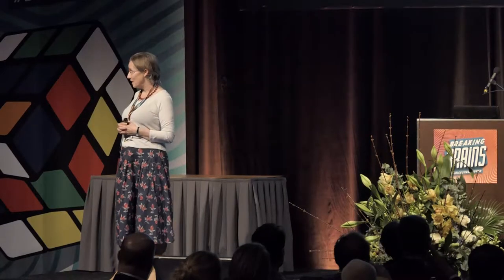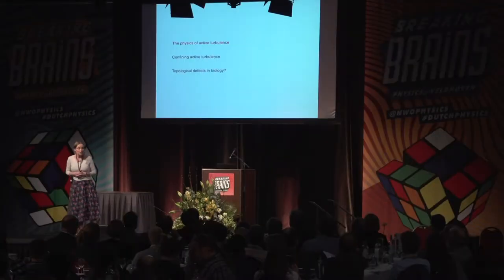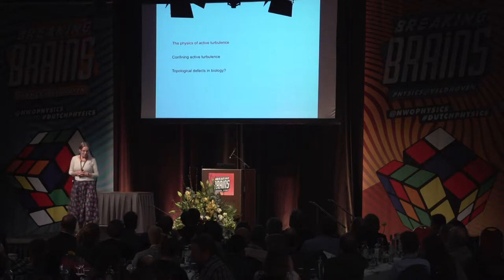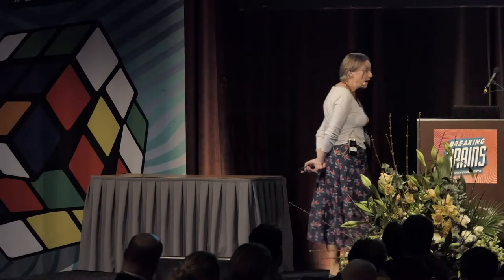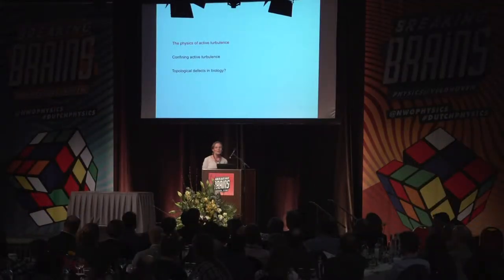So now I'm going to go back to worrying about the collective behavior of this active matter, and I'm going to talk to you about active turbulence. First of all, I'll describe a little bit about the physics of active turbulence, and then I'll talk about two problems we've been thinking about. First, what happens if you take this active turbulence stuff and put it in confinement, in a channel? And then I'm going to talk about some of the biological implications.